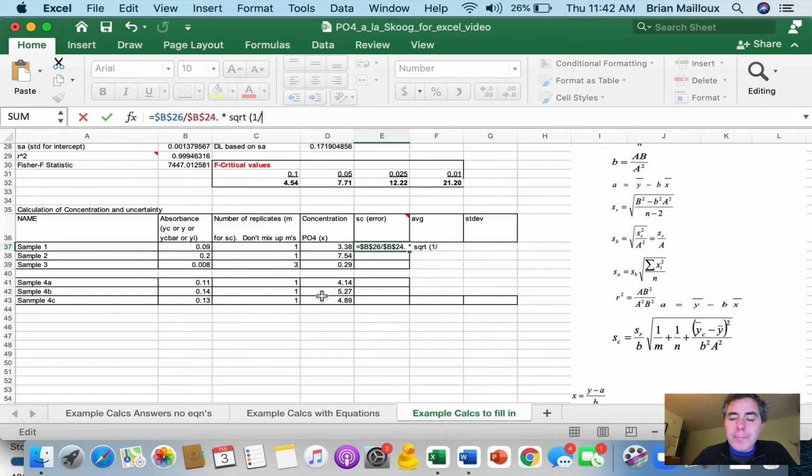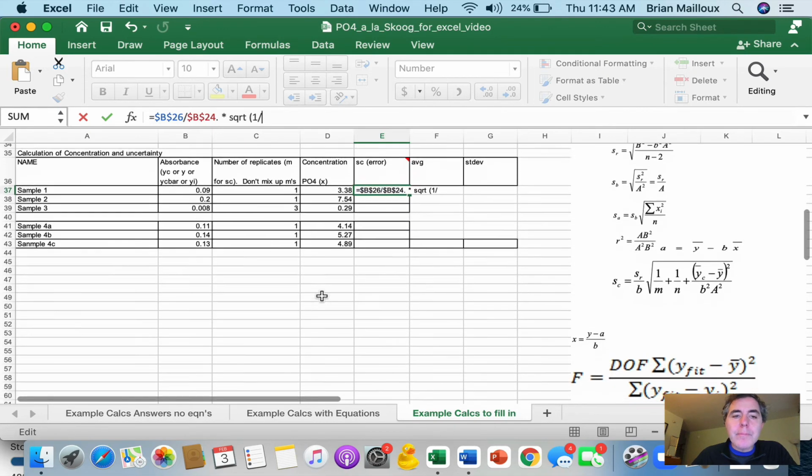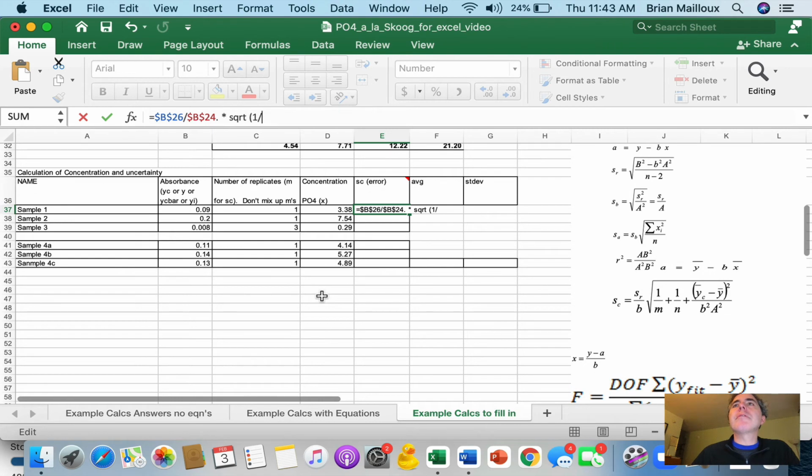Right, this is the funny m, which I always get wrong. And this is the m for the number of replicates, and I have it here, so don't mix up the m's. This is 1 over the number of replicates, plus 1 over n, which is our n above.